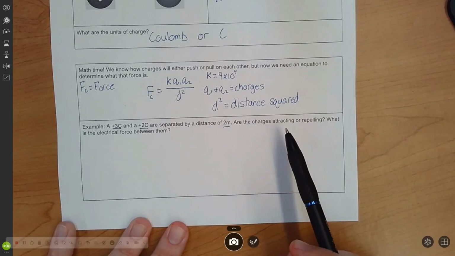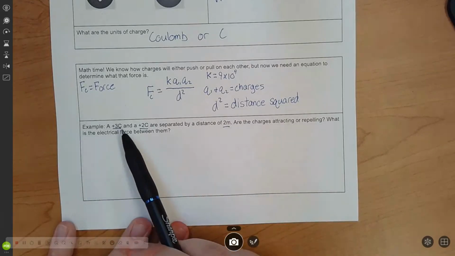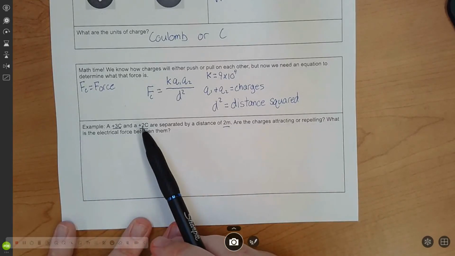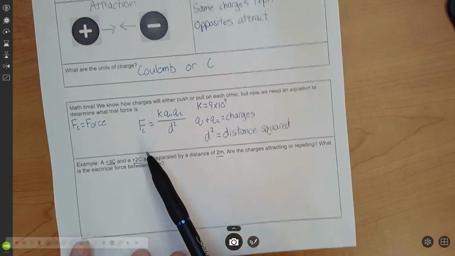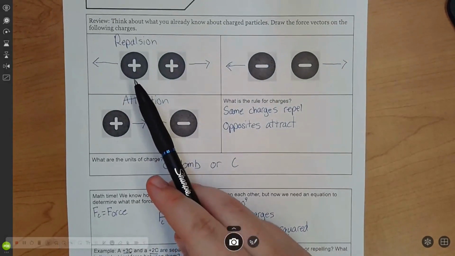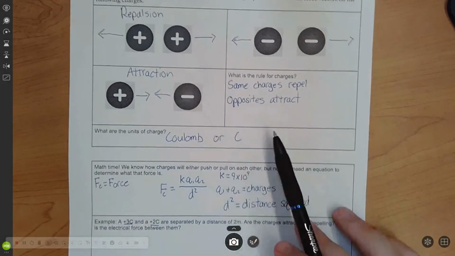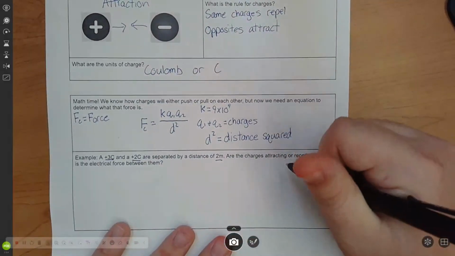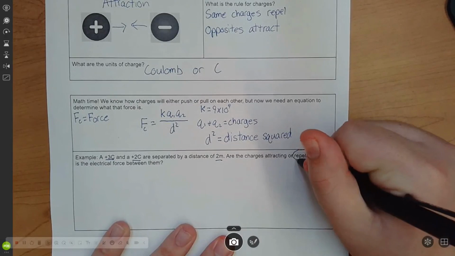We want to know if they're attracting or repelling. If we look at the signs, we've got a positive and a positive. If we look back at the top of the page, we know that when we have two positives, they are going to repel. So I'm just going to circle on my page here. They are repelling.